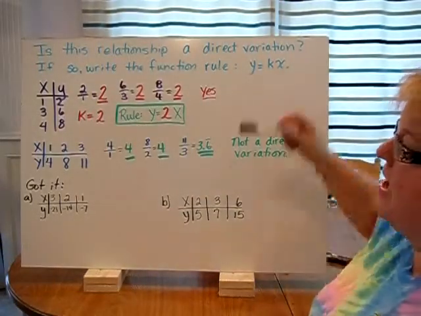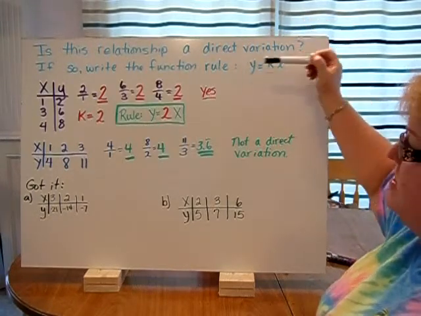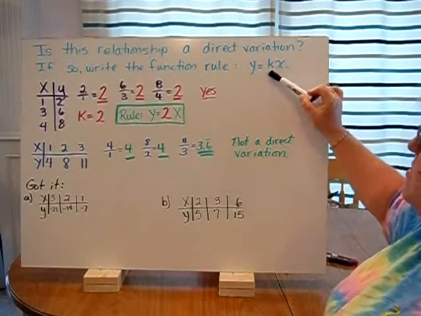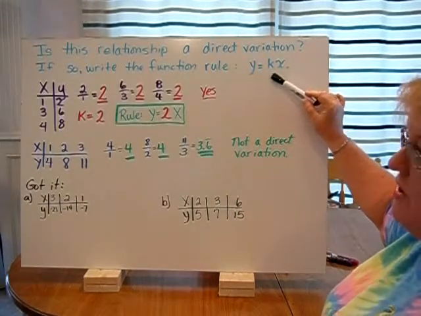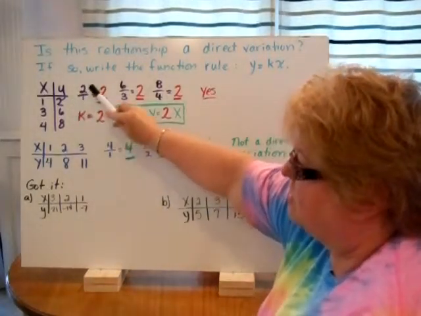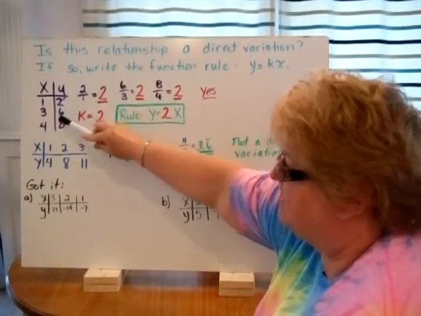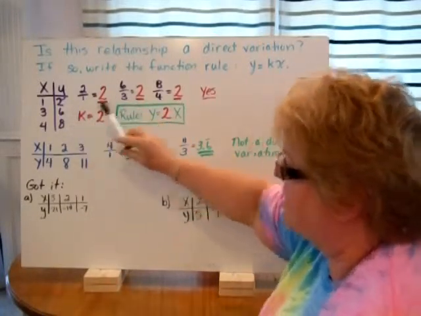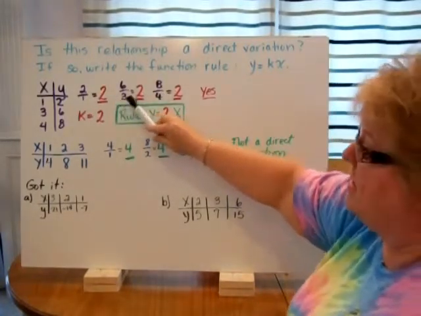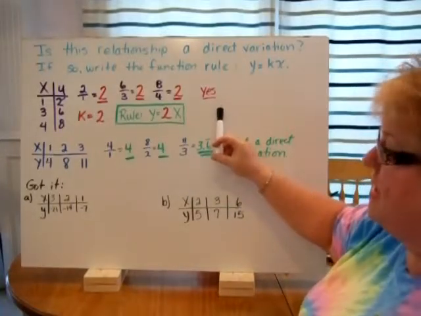First problem we want to look at: is this relationship a direct variation? And if it is, we want to write the function rule in the form y equals kx, where, remember, k is the constant of variation. So we look at this table and we take our y value, which is 2, and divide it by our x value, which is 1, 6 divided by 3, 8 divided by 4. When we divide each one of these ordered pairs, we always get the number 2. So yes, this is a direct variation problem.